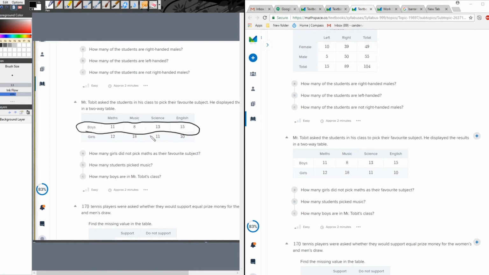Now, if we were after boys and science, we would circle science and we would circle boys, and you can see we end up in this spot here. So use some visual skills and some drawing to help better understand what the question is after.